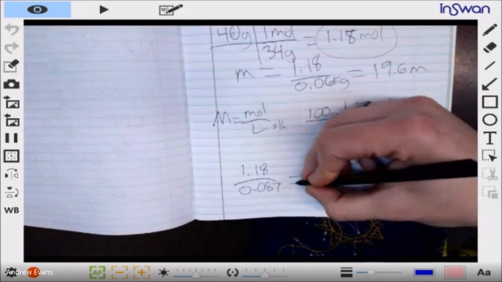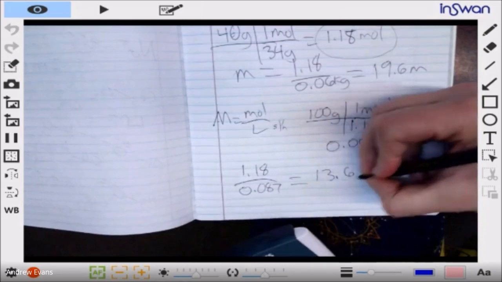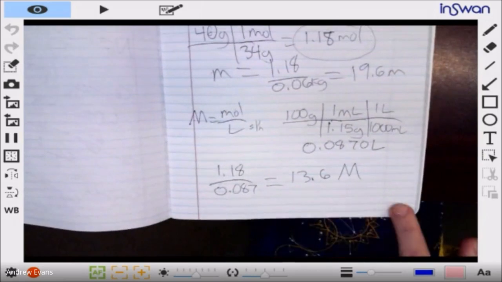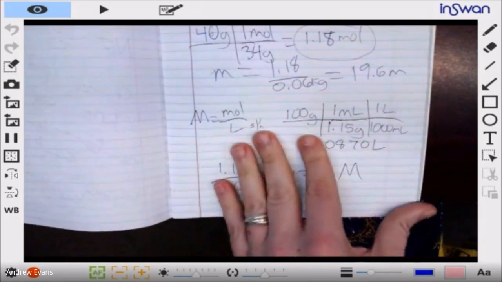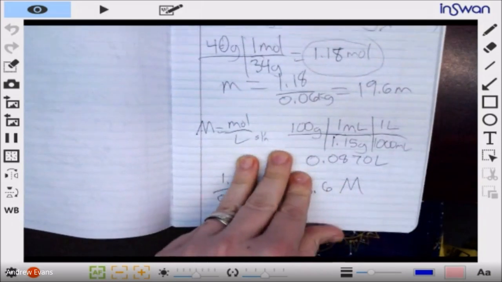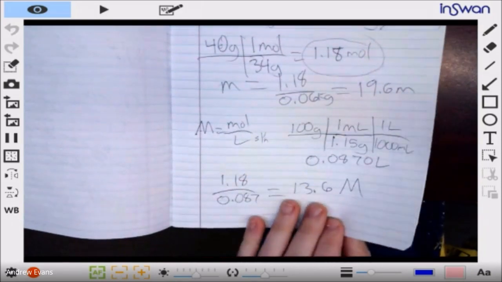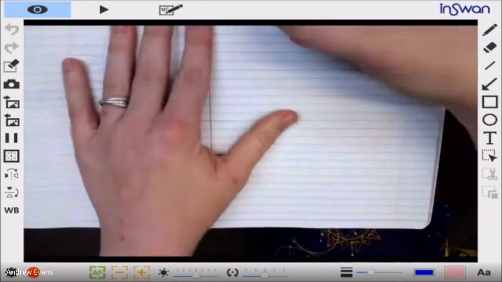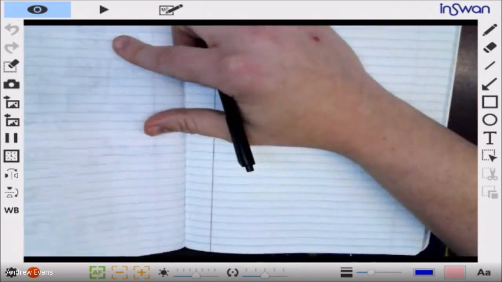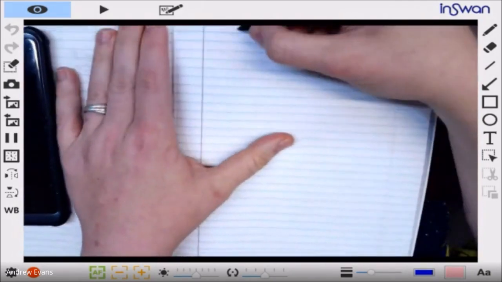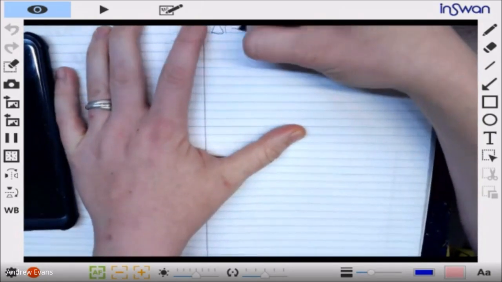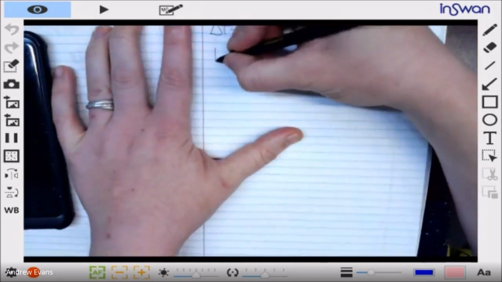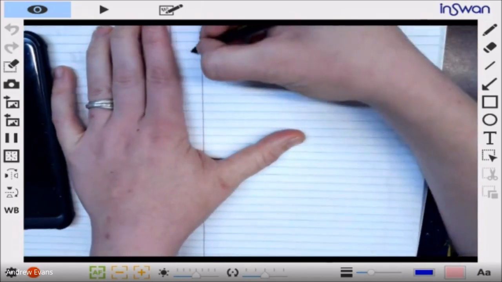And the molarity is 13.6 M. So we have the molality, we have the molarity. We need the molarity to get osmotic pressure. We need molality to get freezing point depression. Freezing point depression, remember, is delta T equals negative i Kf m. i is going to be 1.